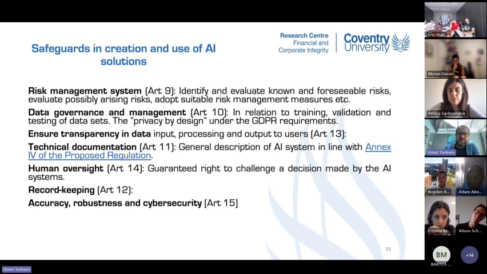Ensuring transparency in data input, processing, and output to users is again provided under Article 13, and technical documentation is provided under Article 11. Human oversight, record keeping, accuracy, robustness, and cybersecurity are all informing principles and benchmarks for our technological tools.